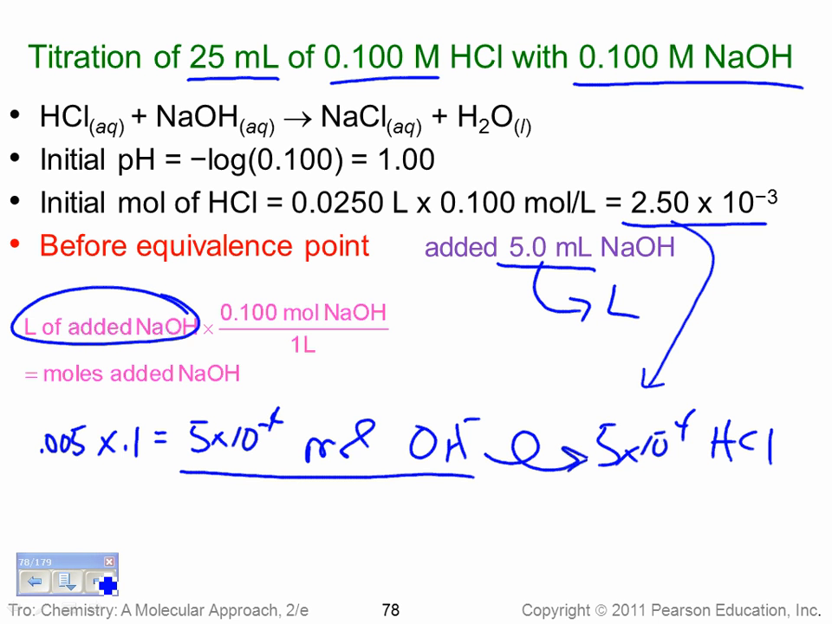So if I subtract those two numbers, I'll find out how much acid I have left. That's what I'm trying to do. How much acid is left after I put some base in? That base is going to cancel out the same amount of acid. So if I started with 2.50 times 10 to the minus 3, and I subtract off 5 times 10 to the minus 4, how much do I have left? If I did my math correctly, this is what I get: 2 times 10 to the minus 3. So, I now have this much acid, the number of moles of acid present.